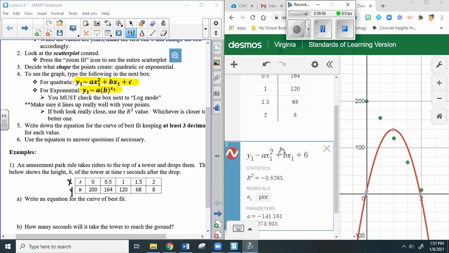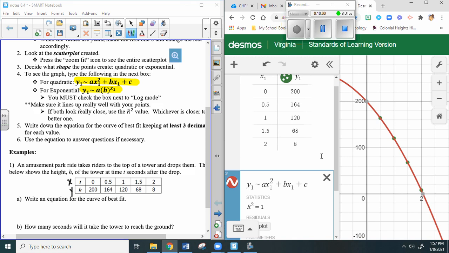Okay, I found my mistake. It's not plus 6, it's plus C. Ah, there we go. Okay, so it looks like that lines up pretty darn good. You can actually see that it goes through all of those points. So the likelihood of this being quadratic is very, very good.